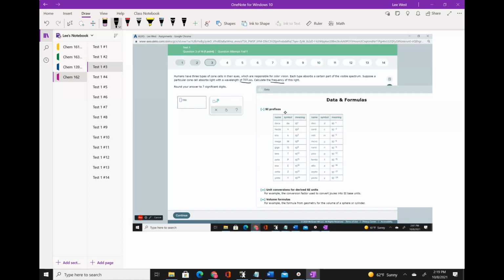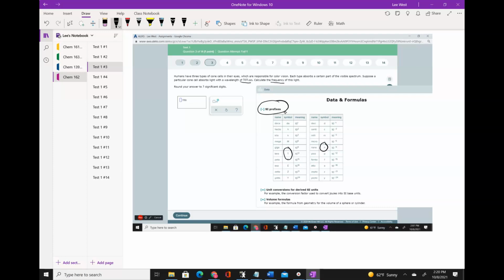So I went to the data section, and the very first table is these SI prefixes. Prefixes that correspond to powers of 10 with a positive exponent are on the left, and prefixes that correspond to powers of 10 with a negative exponent are on the right. So we've got 2 exponents in here. We've got tera and nano that we're going to be needing.